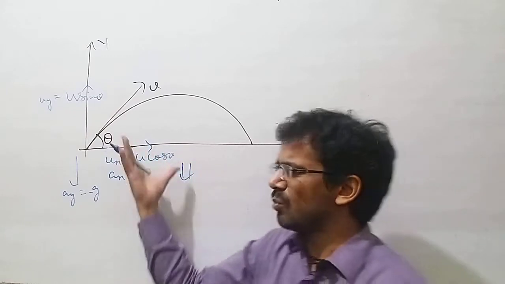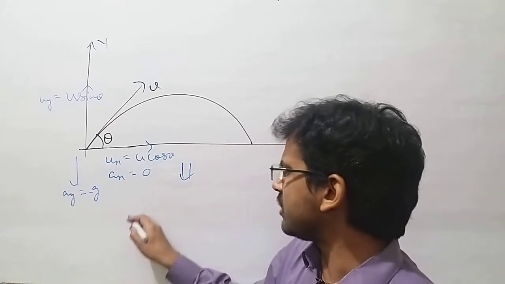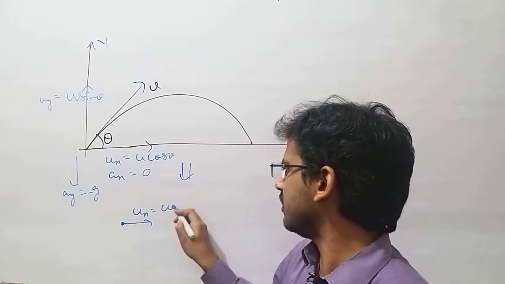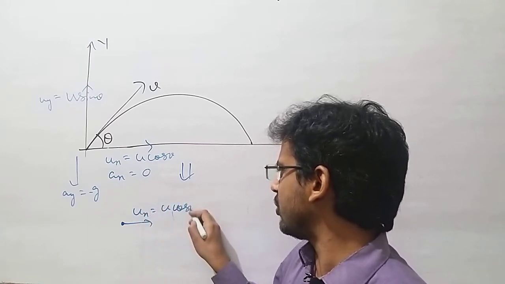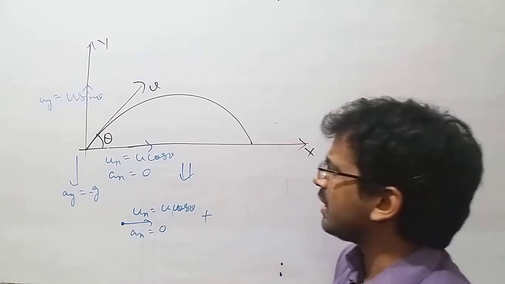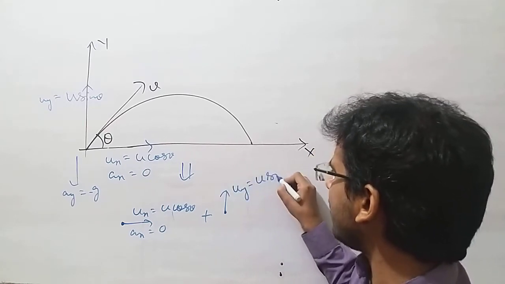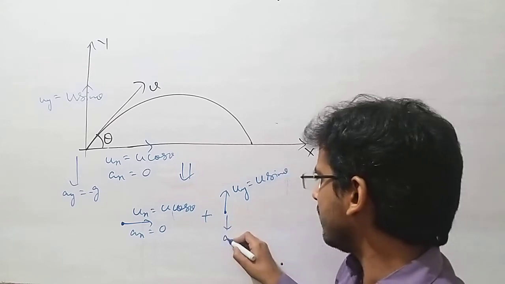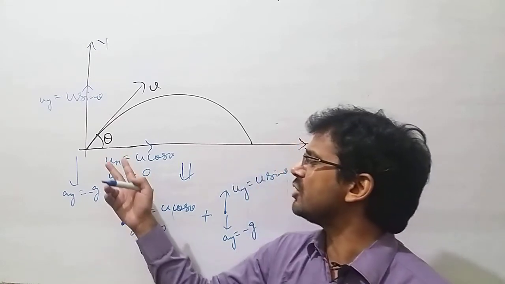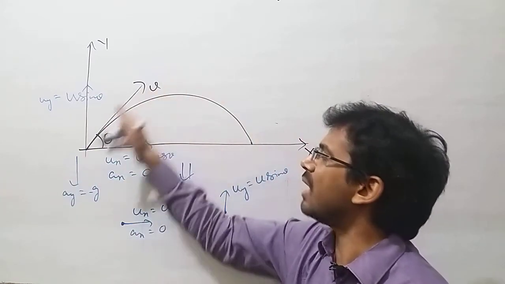Now just break this motion into horizontal and vertical motion. We can divide this motion so that the particle is projected with velocity ux equals u cos theta and ax equals 0, and in the same way the particle is projected in the vertical direction with velocity uy equals u sin theta, and ay is minus g. So at the same time the particle is executing horizontal and vertical motion. That's why this path is like this.